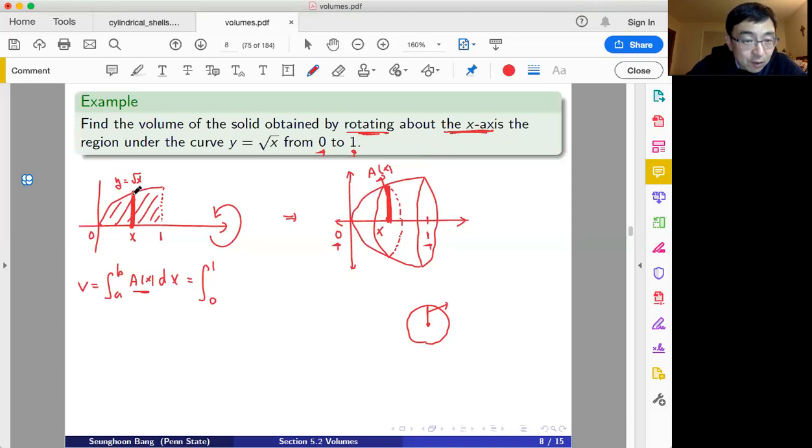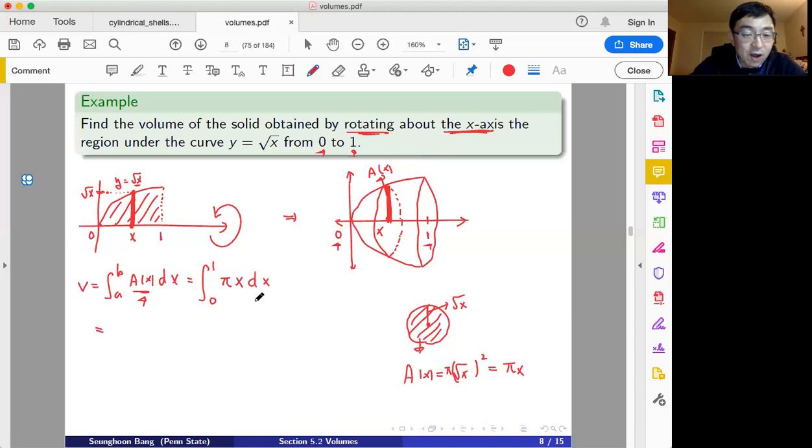What's that? You can plug x in here. We have the y value, which is the square root of x. The square root of x is the radius. Next, find the area of this one. The area A(x) is pi times the radius squared, so the square root is gone, giving pi x. Plug that in here, and we have the integral of pi x dx.